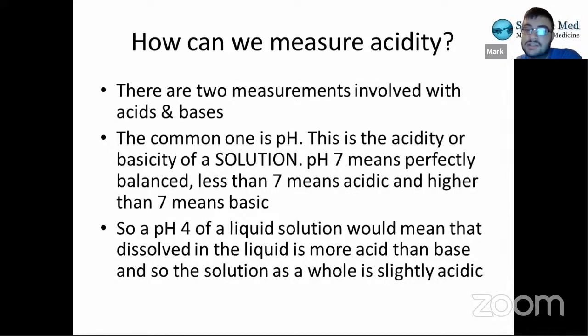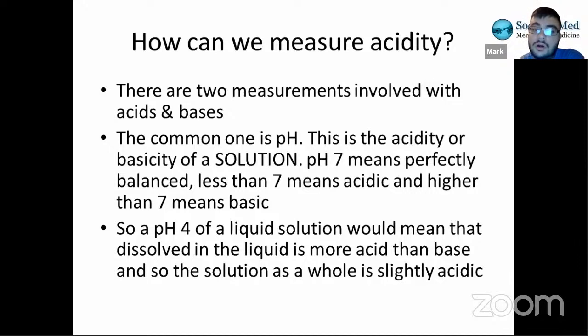If you have a pH less than 7, it means it's acidic, and the closer it is to 0, the more acidic it is. So a solution with pH of 1 is more acidic than a solution of pH 6. And higher than 7 means it's basic. Again, the closer it is to 14, the more basic it is. So pH 13 is more basic than pH 8.